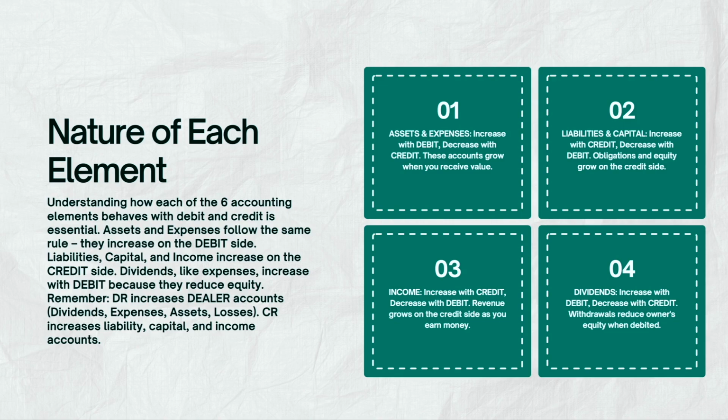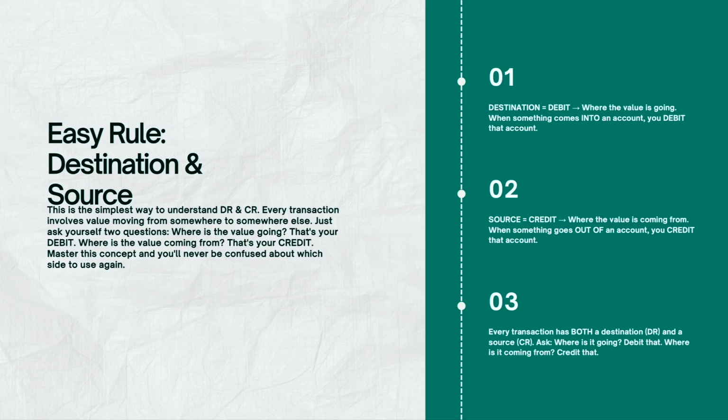For the first method, you will need to learn the nature of those six elements. Three of the elements, which are assets, expenses, and dividends, increase with debit and decrease with credit. The other three remaining, liabilities, capital, and income, increase with credit and decrease with debit.